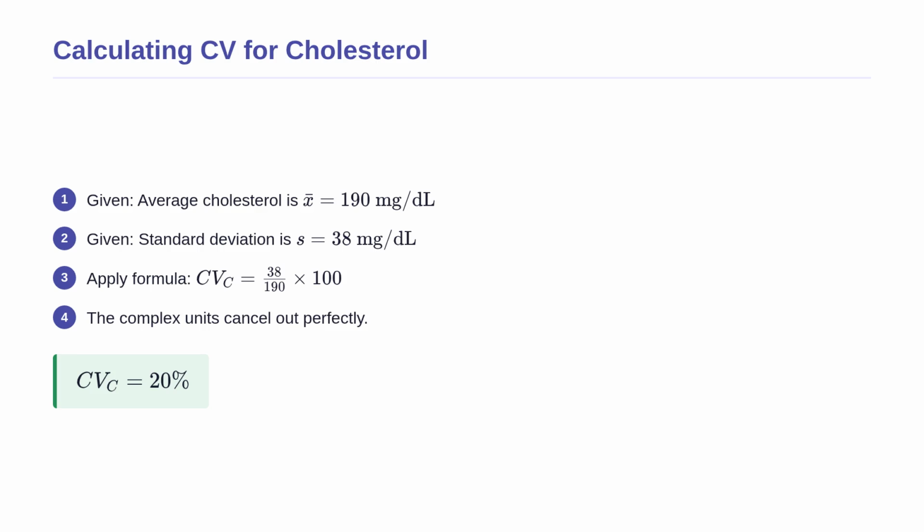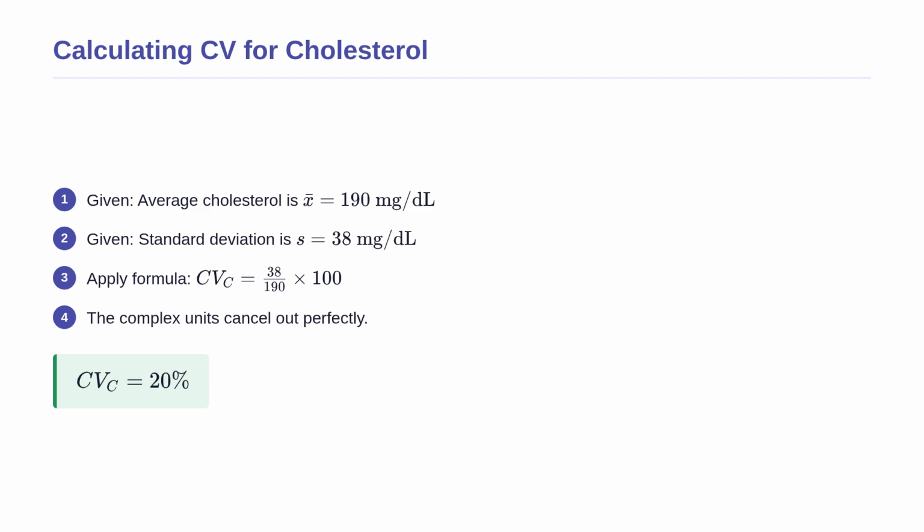Now, let us perform the exact same process for the cholesterol levels. We divide the standard deviation of 38 milligrams per deciliter by the average cholesterol of 190 milligrams per deciliter. Once again, the complex units cancel out perfectly, leaving us with a clean, unitless fraction. Multiplying the resulting decimal by 100 gives us exactly 20%.